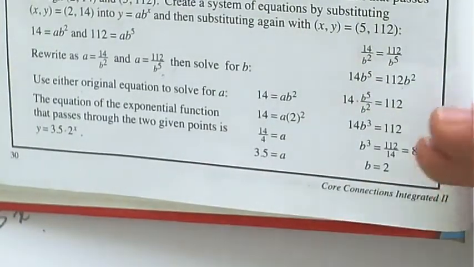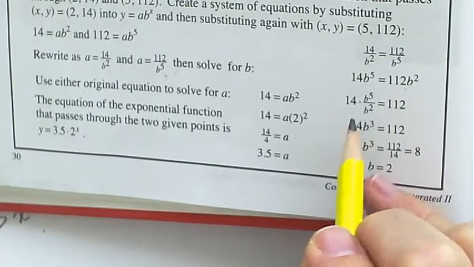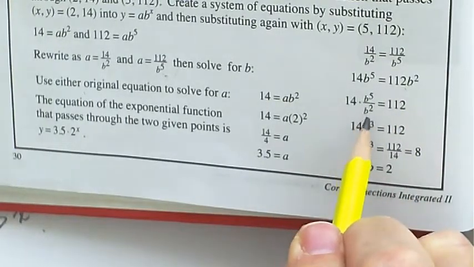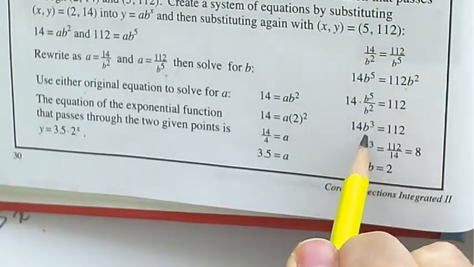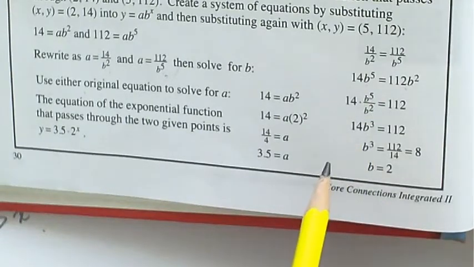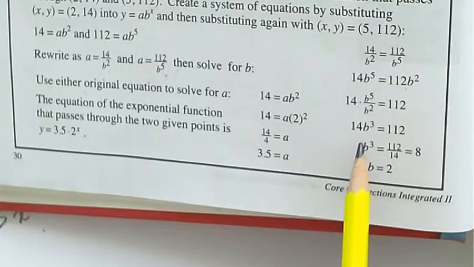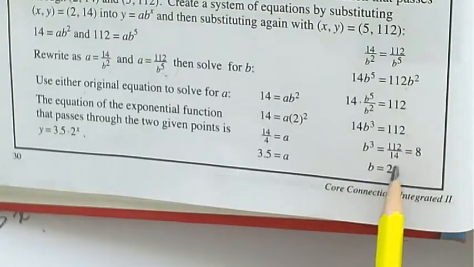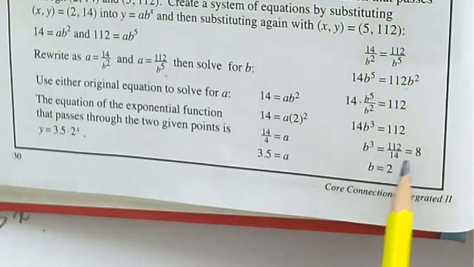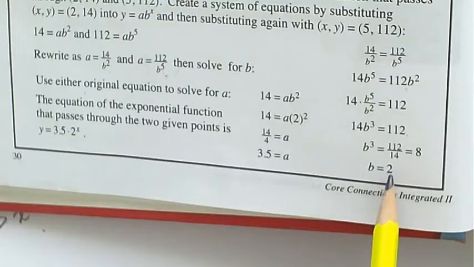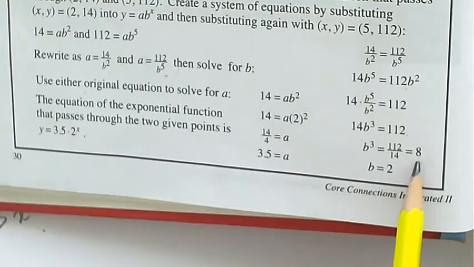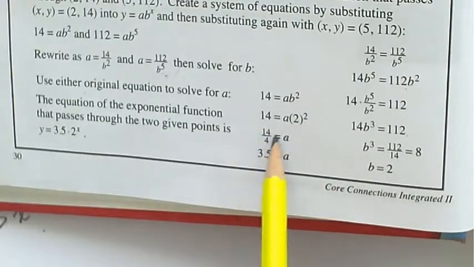We will come back to this and keep circling back to it. So when I divide b to the 5th by b to the 2nd, that's where this b to the 3rd is coming from. When you divide powers, you subtract the exponents. Now we're going to isolate b. So that's going to mean dividing both sides by 14. That's what they did here. And 112 divided by 14 is 8. So if b to the 3rd is 8, b must be 2, because 2 times 2 times 2 is 8. So that gives you b.